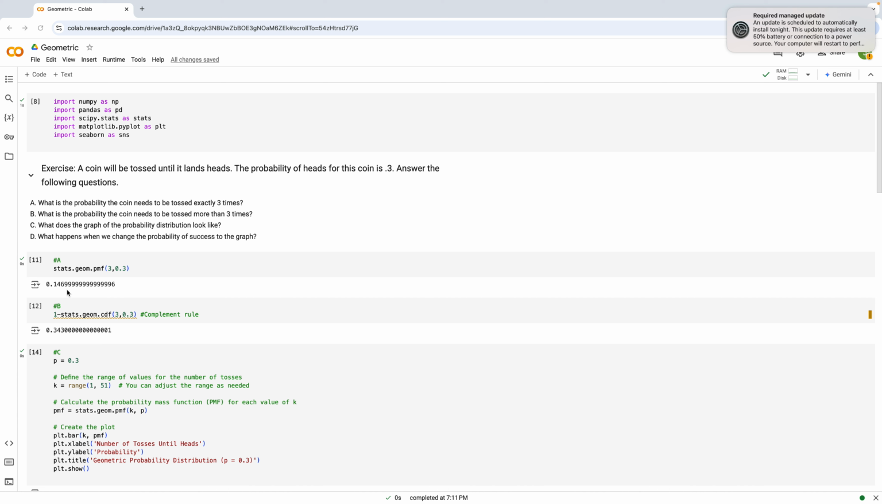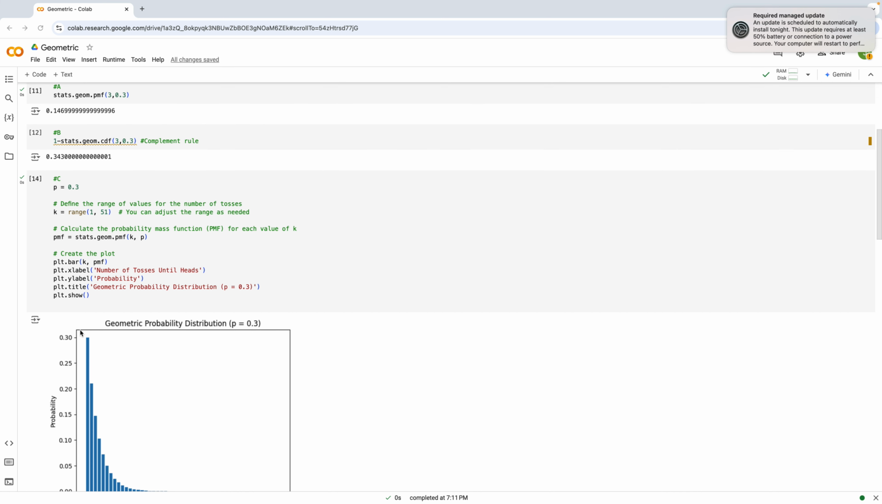Okay? So if I subtract all 3 of those and I calculate all 3 of those probabilities, the probability of 1, the probability of 2, the probability of 3, that's the cumulative distribution function, the CDF. And I can do 1 minus that to get the greater than probability. And that winds up being 34%. So this seems to indicate it will land heads sooner rather than later. For example, there's only a 34% chance that it needs more than 3 tosses of the coin.